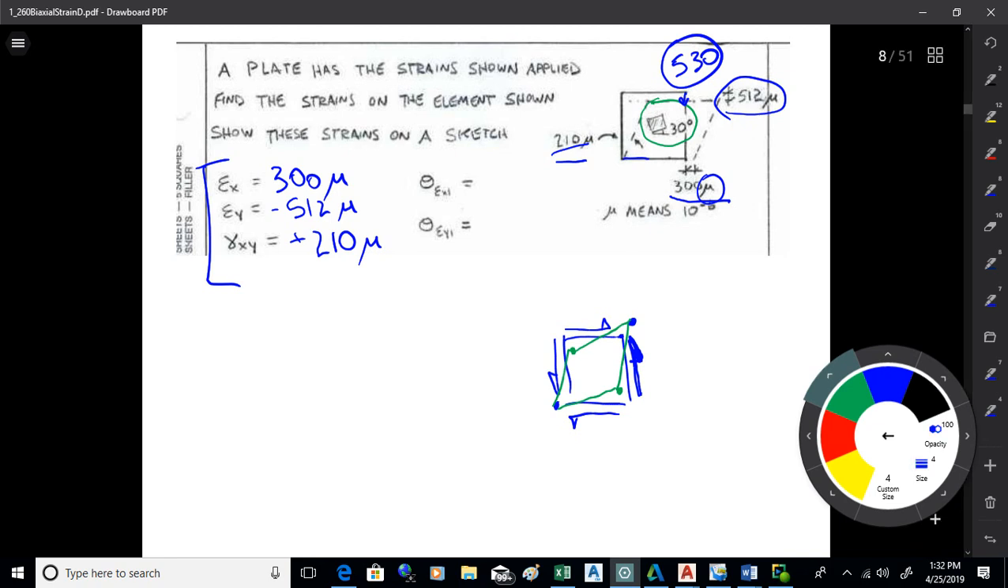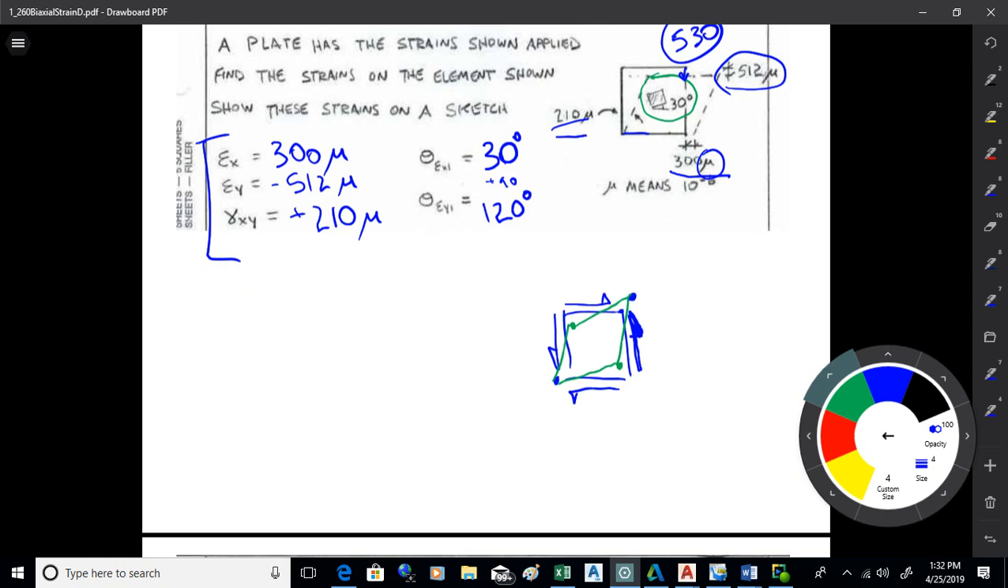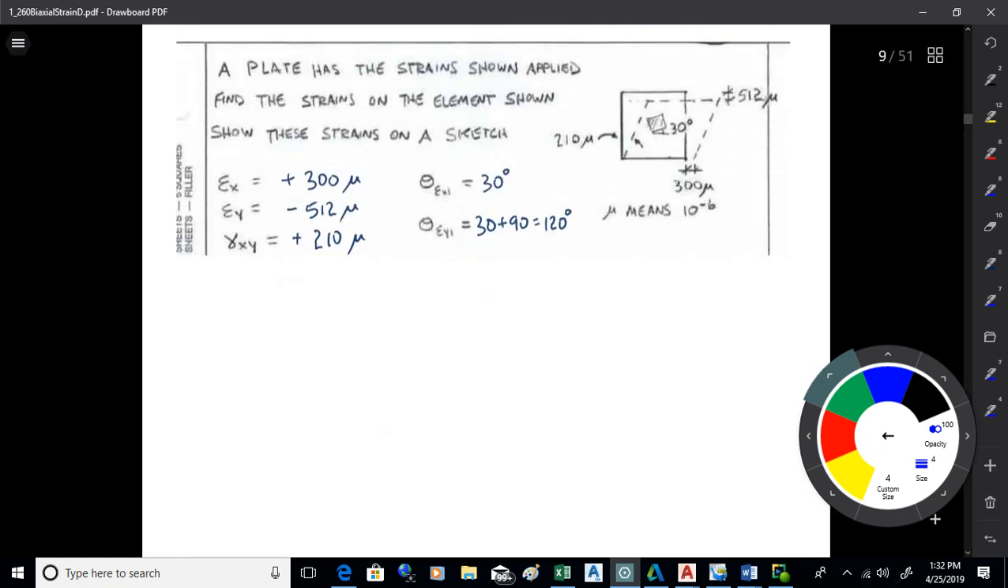All right. Now the angle is measured with the horizontal. Counterclockwise is still positive, so that'll be 30, just as shown. And then the other one, so that's for epsilon x1. For epsilon y1, we'll add 90 to it, and we'll get 120. So there are the angles right there. All right, so that's really the main part of doing this, is getting those numbers filled in. So we okay with that? And you got to do that by looking at the situation, okay?